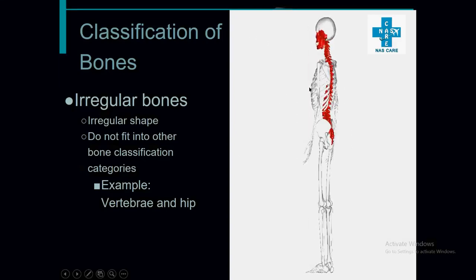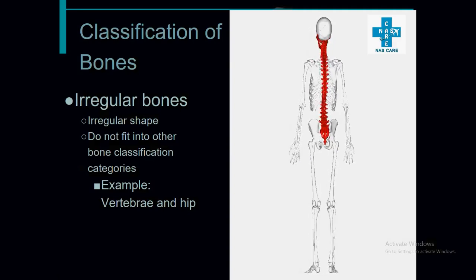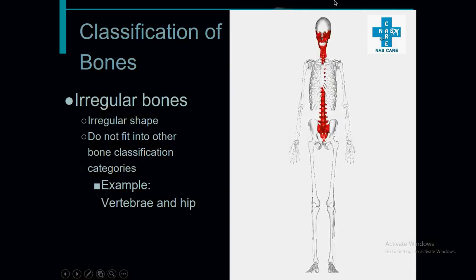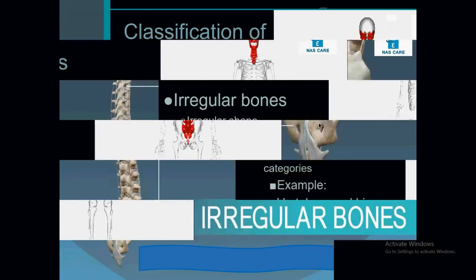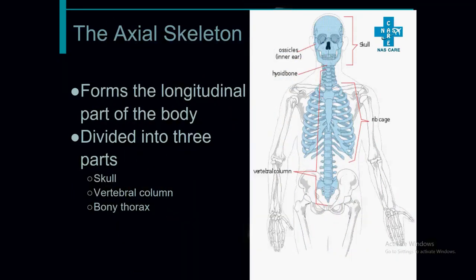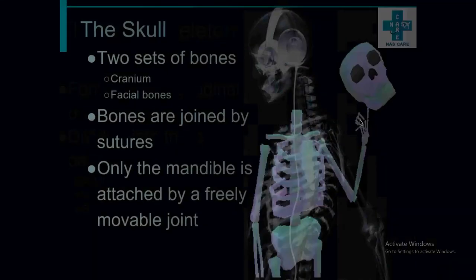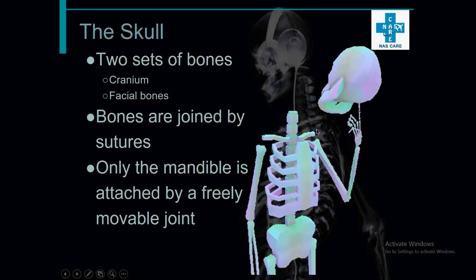Irregular bones have an irregular shape, as their name says. They do not fit into the other bone classification categories, such as the vertebra and the hip: vertebra and sacrum in the hip. The axial skeleton forms the long axis of the body and is divided into three parts: the skull, the vertebral column, and the bony thorax. The skull has two sets of bones, cranium and facial bones.